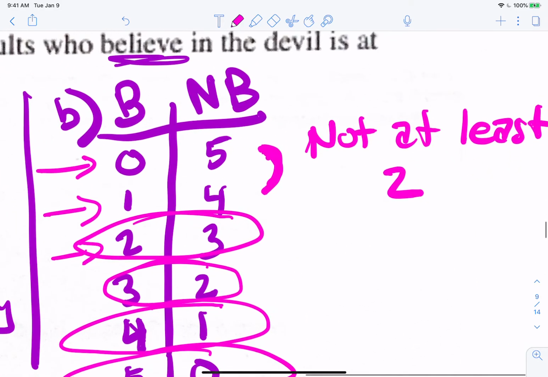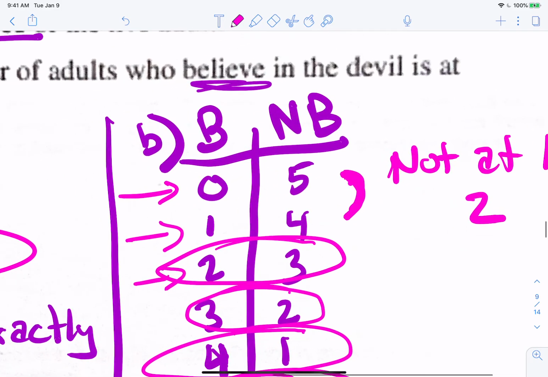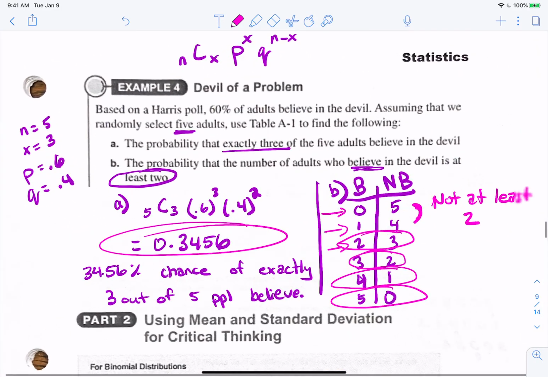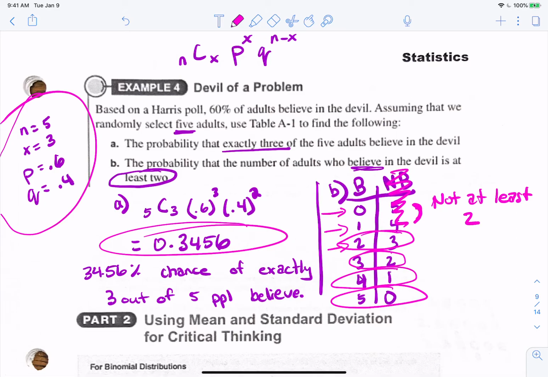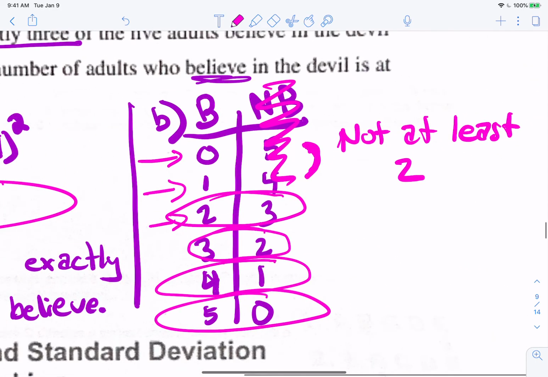So I want the combinations of 0 believe and 5 not believe. The way that this equation is set up, we're only going off of the believe part, so the not believe column is kind of gone. The first one would be 5C0, 0.6 to the 0, 0.4 to the 5.